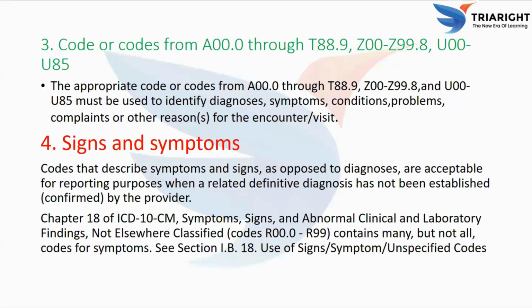This is the important point you have to remember while coding the signs and symptoms. Chapter 18 of ICD-10-CM covers signs, symptoms and abnormal findings. You have to use these codes only whenever there is no confirmed diagnosis. Once a specific diagnosis is confirmed, replace the symptom code with the final diagnosis code.